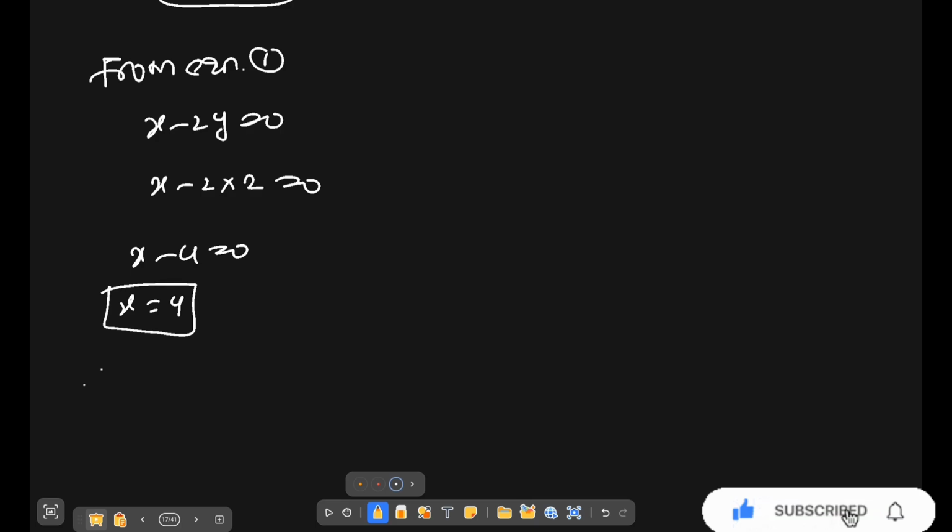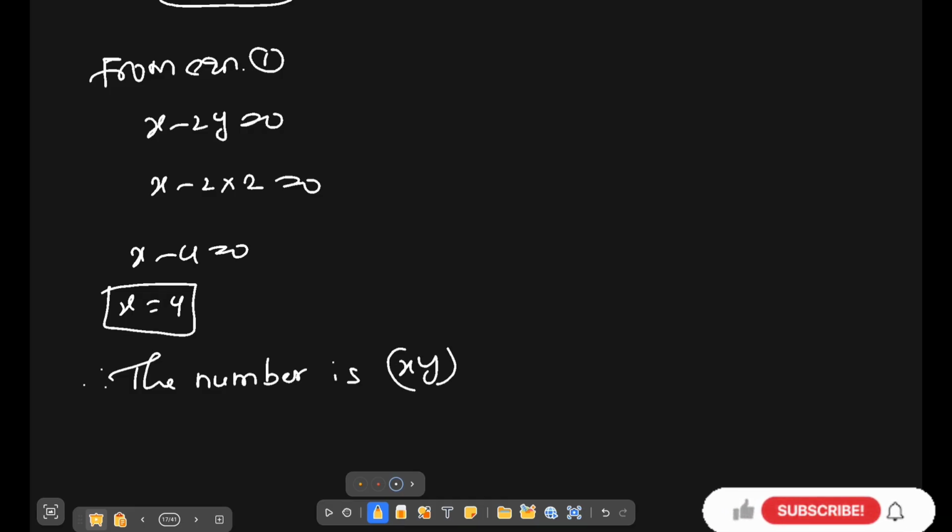So therefore, what is the number? Actually, the number is xy, right? That means x is 4, y is 2, 42. So the number is 42.